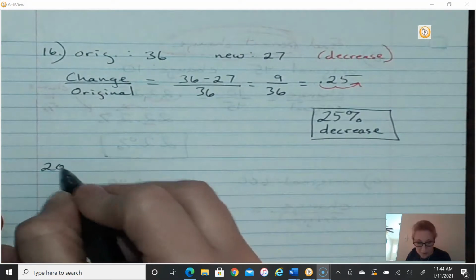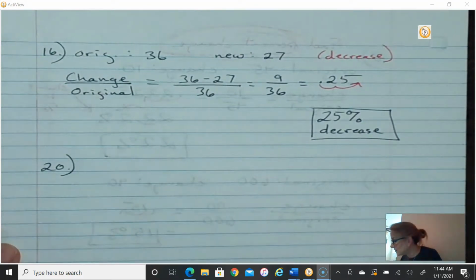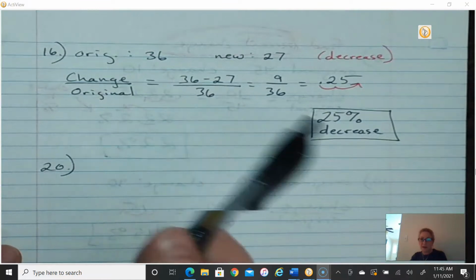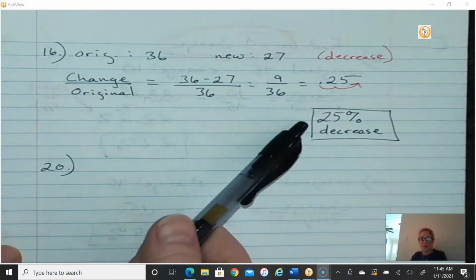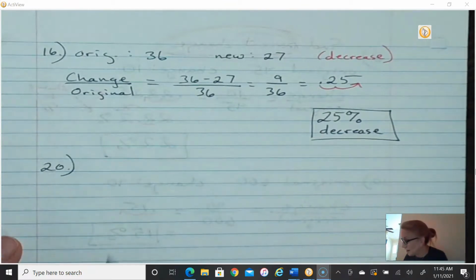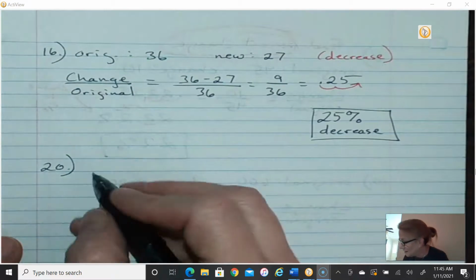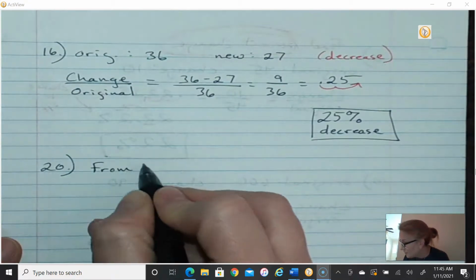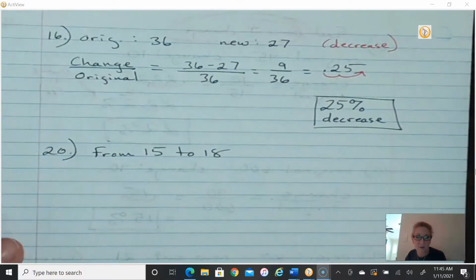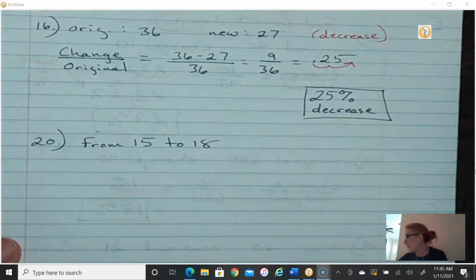All right, last one. Let's look at 20. Number 20 says, write the amount of change, then find the percent change. Indicate whether it's an increase or decrease, round to the nearest percent. Basically, you're doing the same thing as here. The end result is I want the percent change and is it increase or decrease. But they're giving you even less information. Number 20 says from 15 to 18. That's all they gave you. From 15 to 18.